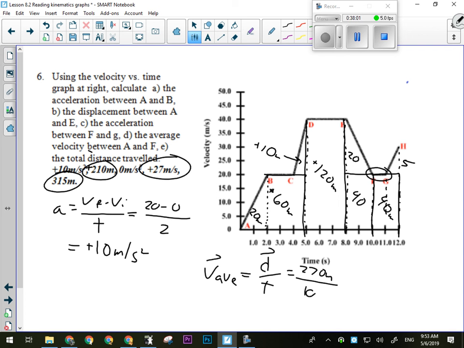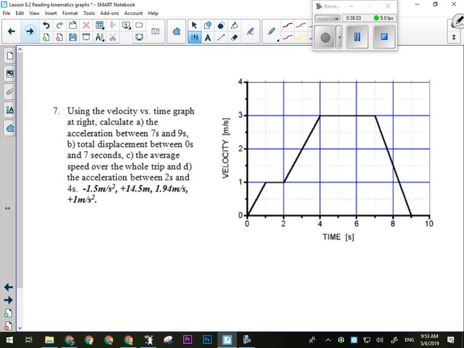Okay. Let's see how we do with number 7. I would highly recommend getting number 7 done before the end of class because you have a quiz tomorrow and it'll be on this. Maybe this one. It might be a subtle hint.